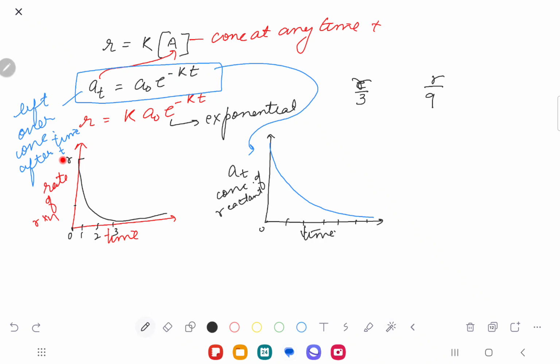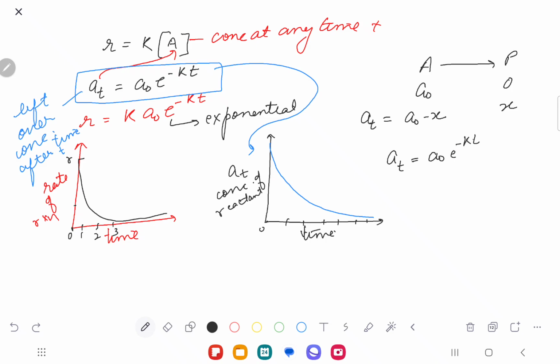Similarly, understand one thing. For this reaction A to P, I told you my initial reactant was A naught, so product was 0. After some time, A naught minus x, because x amount of reactant is consumed, so x amount of product is being formed. I hope you're understanding that A naught minus x is nothing but At. And I know that At is nothing but A naught e raised to power minus kt. But At is also A naught minus x. So can I say A naught minus x would be A naught e raised to power minus kt?